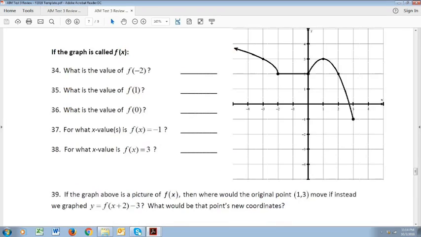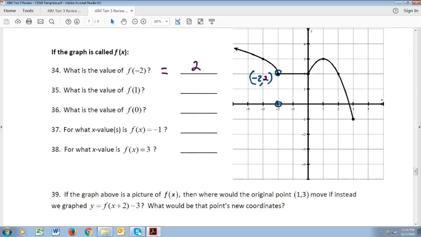All right, let's move on to 34. What is the value of f of negative 2, assuming we call this function f? Well, here's where x is negative 2, and if you look above, you can see the point on the graph that has an x value of negative 2. The corresponding y value is positive 2, and so f of negative 2 is 2. You might even say, normally we say equals 2.